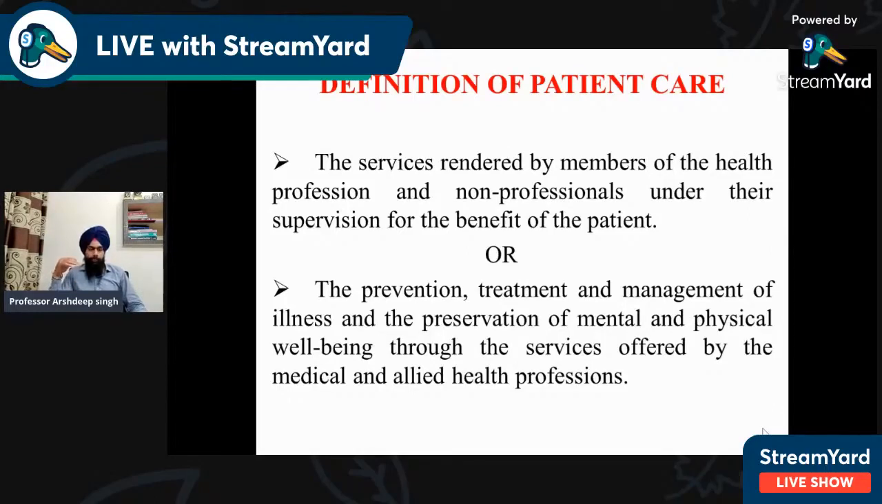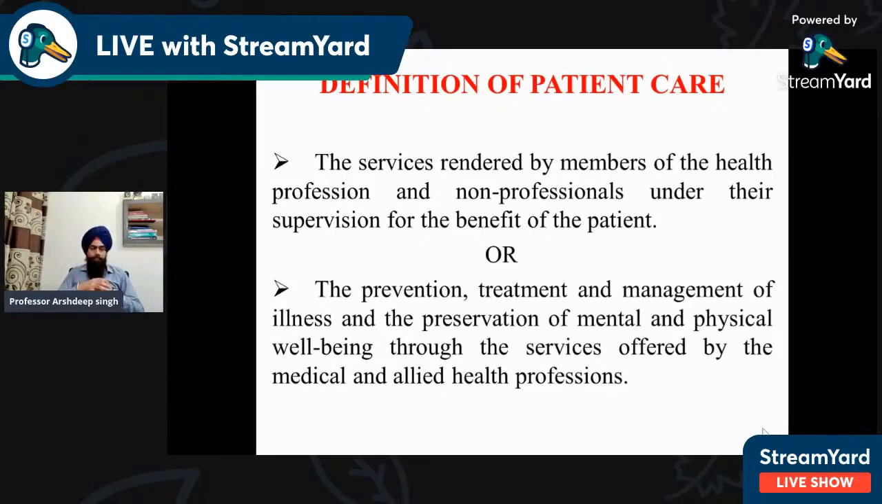Okay. So next, first of all, is the definition of patient care. What is patient care? It is the services rendered by the members of the health professionals and non-professionals under their supervision for the benefit of the patient. These are the services that are rendered by the members of the health profession, like the nurses and other persons under their supervision for the benefit of the patient. Depending upon the need, there are providers of care from different categories of health professionals.